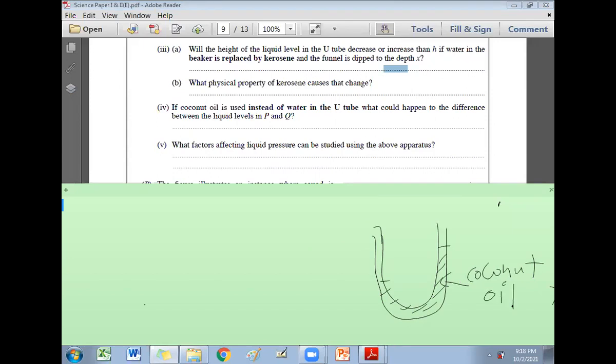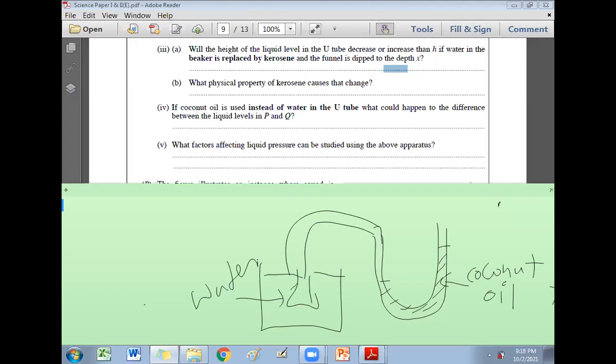Now they ask what change will occur. So this side no change. This side the funnel is dipped in water. Now remember these compulsory questions, structure says compulsory, no choice. Initial diagram, both water, funnel also dipped in water, the U-tube also water. Now coconut oil. What change will occur in the height? If coconut oil is used instead of water in the U-tube, what could happen to the difference between the liquid levels? Liquid level difference is H. What will happen to this difference H? The height will increase or decrease. That's what they ask.